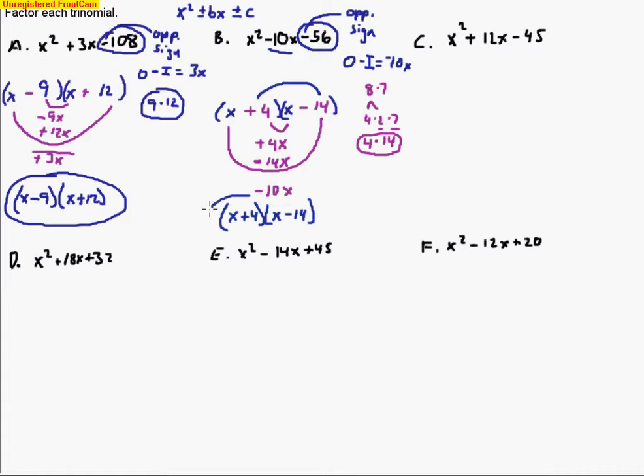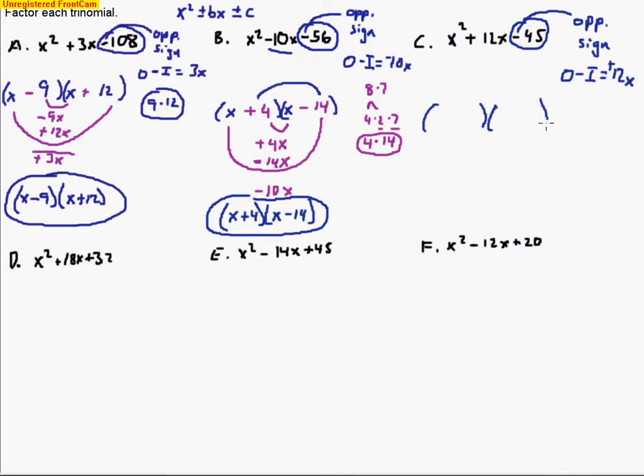Well, here's another situation. We've got a 45 this time, a negative 45. So whenever that last sign is negative, that tells us we have opposite signs. And opposite signs mean that we're going to end up subtracting the outer and inner terms. And when we do that, we're going to get a positive 12. So that tells us we needed more positives than negatives as well. So we go ahead and start by drawing our two sets of parentheses. And then we put in our first term, x and x make x squared.